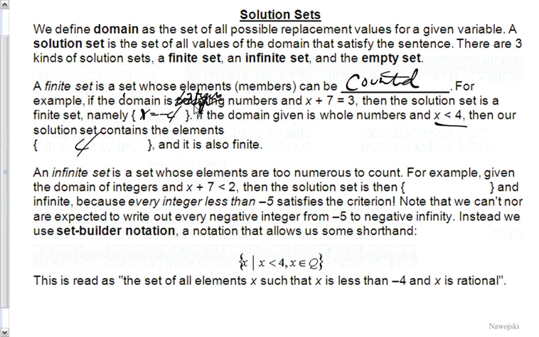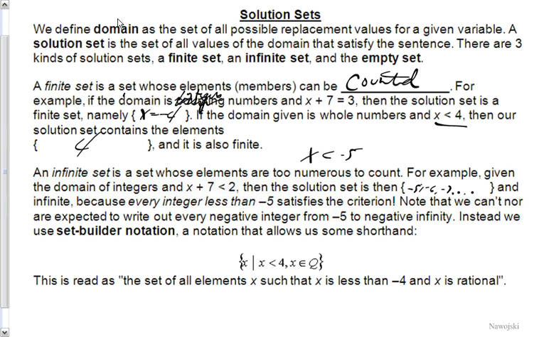Now, another one is infinite sets. Okay. Like this, an inequality usually has an infinite set, okay? That means you can't count them all, right? For example, if the domain is the integers and x plus 7 is less than 2, the solution set is, if you solve it, you get x is less than -5. Okay, well, think about it. Name numbers less than -5 that are integers. -5, -6, -7, and it goes on forever.